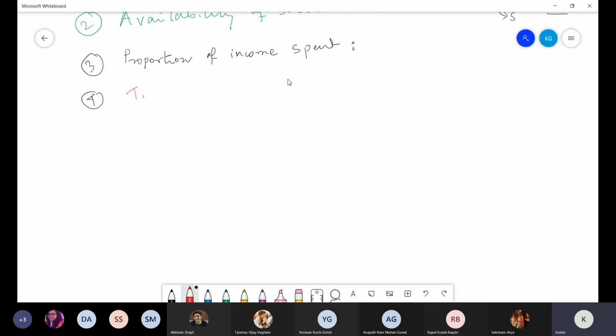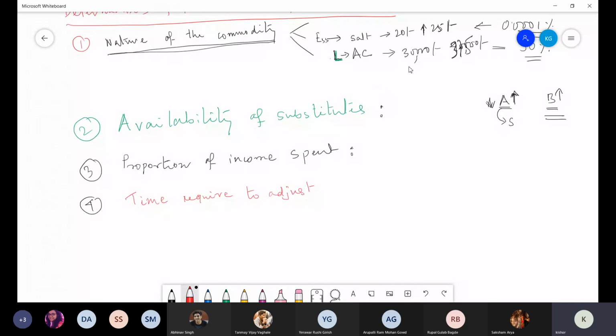Another factor is time. Time required to adjust to the new price, to adjust yourself to that new price. Think about the price of an AC. The price of the AC increased from 30,000 to 35,000. 30,000 to 35,000, a 25% increase or something like that.